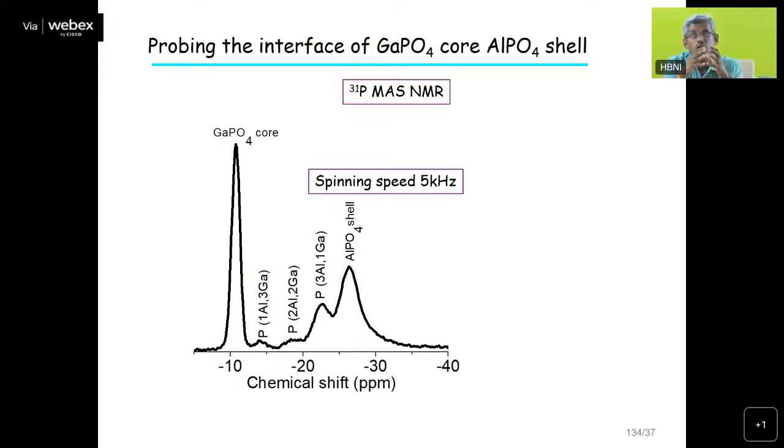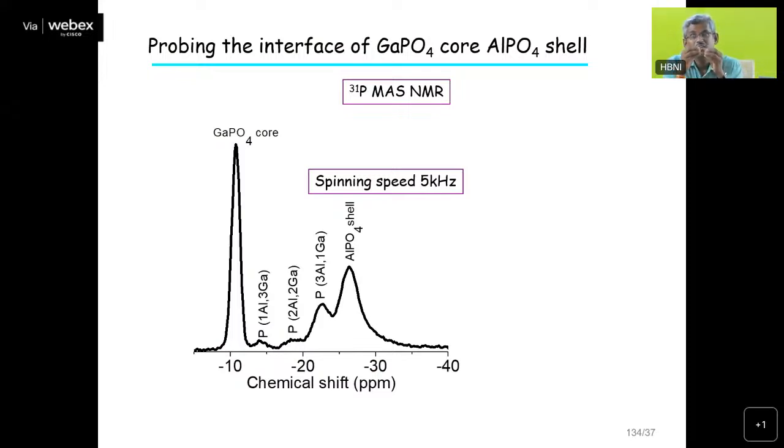So there is a core of gallium phosphate, which is characterized by a peak at -10 ppm, and we have a shell of aluminium phosphate, a pure shell. There is no contamination, there is no dissolution of gallium in aluminium, and there is no dissolution of aluminium in gallium. We have individual peaks which are characteristic of the core and shell, but we have interface peaks, which are characteristic of phosphorus with 1 aluminium, 3 gallium, phosphorus with 2 aluminium, 2 gallium, and phosphorus with 3 aluminium and 1 gallium.